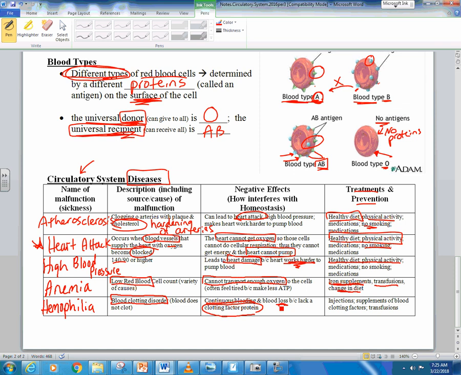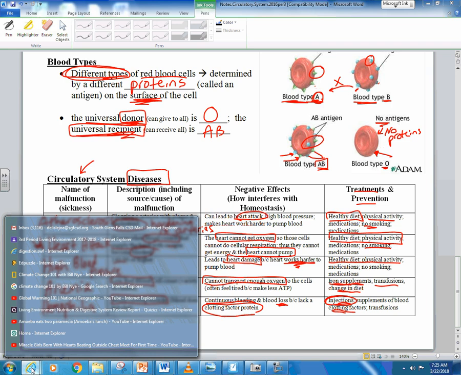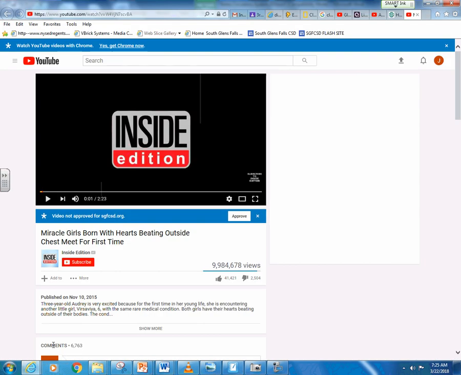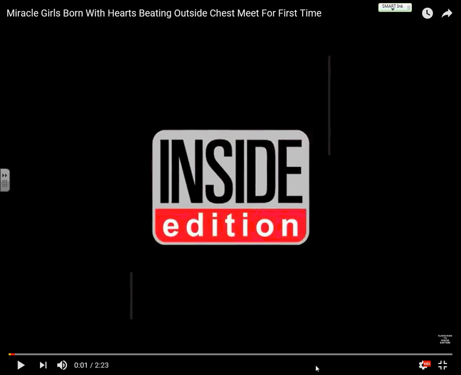The way that they treat hemophilia is with injections. They give them these platelets, these clotting factors. So if they get cut, they get an injection. Before we end here, I wanted to show this quick video clip so that you can actually see hearts working. And this is real life, two girls whose hearts were actually born outside of their body.